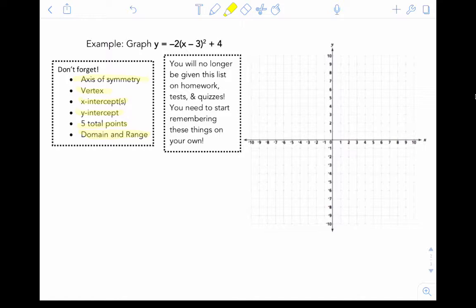We've done enough problems that at this point it should be coming pretty natural for you to do all those things. But if you need to, study this list and do as many problems as you need to until you really remember these.